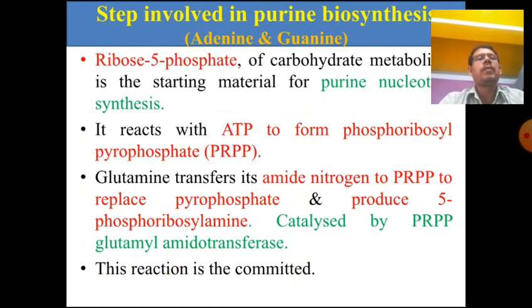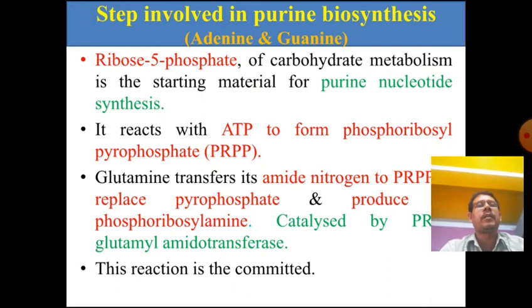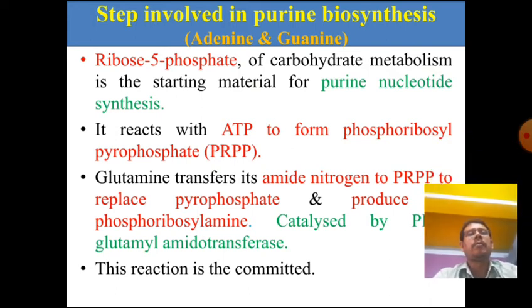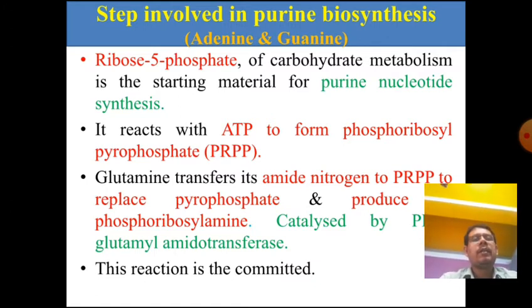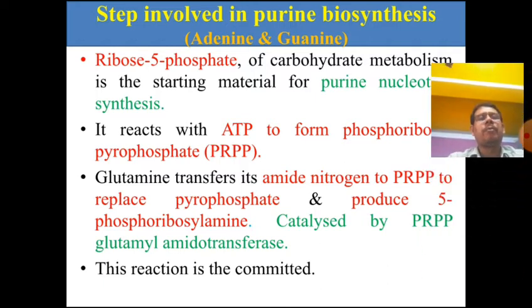And the steps involved in the biosynthesis of adenine and guanine. First, ribose 5-phosphate from carbohydrate metabolism is the starting material for purine biosynthesis, and it reacts with ATP to form phosphoribosyl pyrophosphate, PRPP. Glutamine provides the amide nitrogen for PRPP, replacing the pyrophosphate and producing 5-phosphoribosylamine, catalyzed by phosphoribosyl glutamyl amidotransferase.